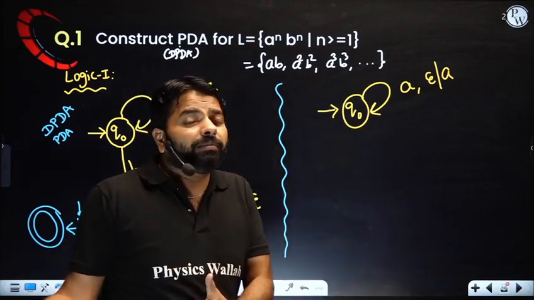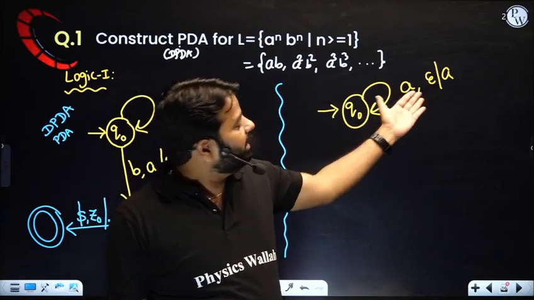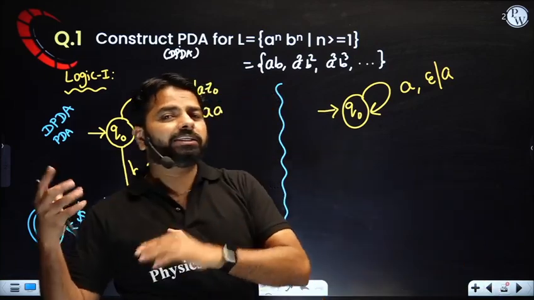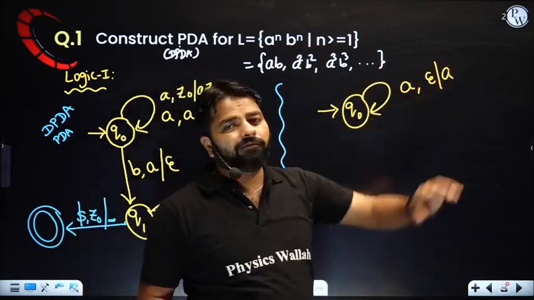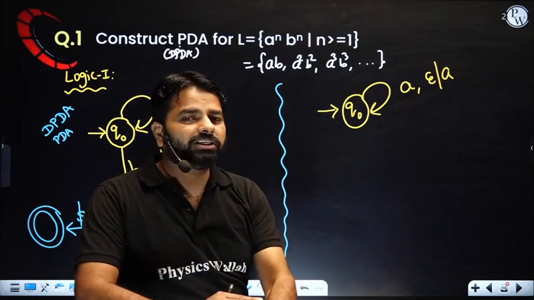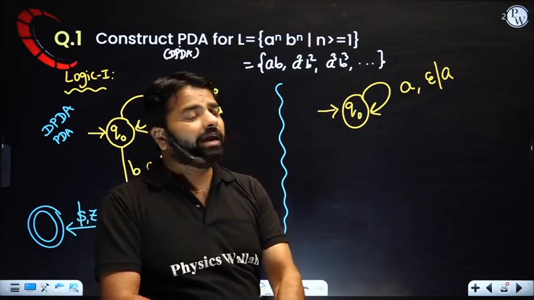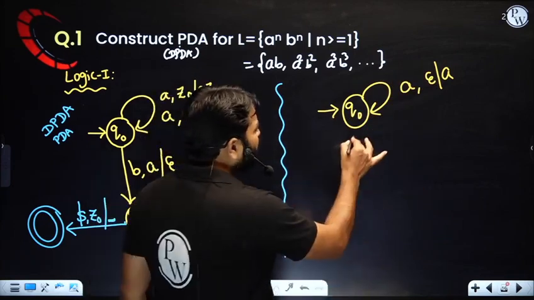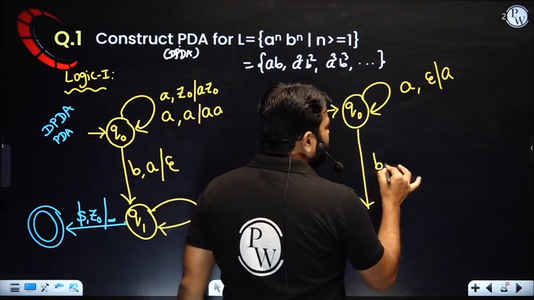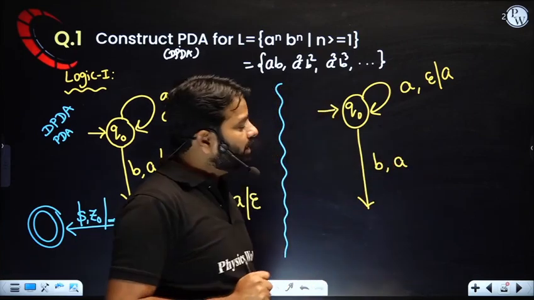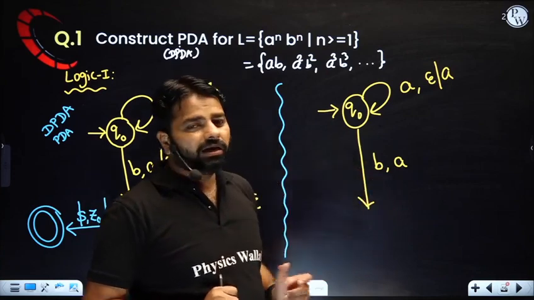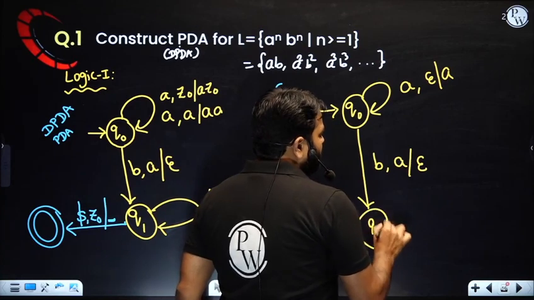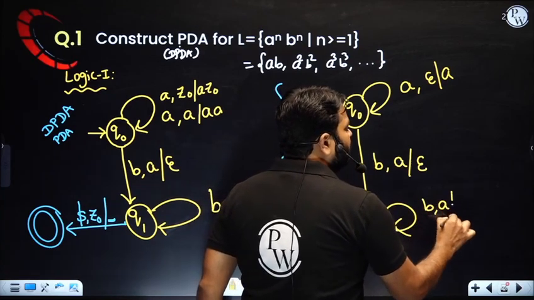In case I wanted to push B from the beginning, I could have taken the decision A comma epsilon slash B. But in my logic, I push A's for A's, and I pop A's for B's. Now this will take care of pushing A's, whether the top of the stack is Z0 or A. And we know a B on top of the stack never comes because we never pushed it. After that, B comma A: whenever the first B starts, A should be on the stack, so we pop it. After that, for every B, I pop A.